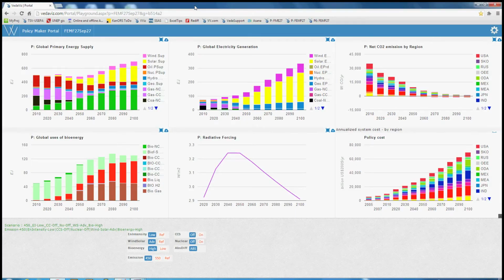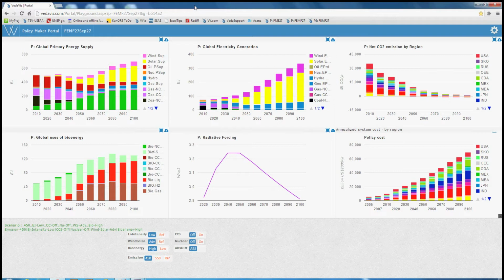So the model can run a very large number of scenarios, and then somebody can sit here and generate a lot of interesting insights about what happens to what under what conditions. Okay. So for example, this is using our global TM world model, and so what you see here are the key results. Primary energy supply, electricity generation, CO2 emissions by region, global uses of bioenergy, radiative forcing.